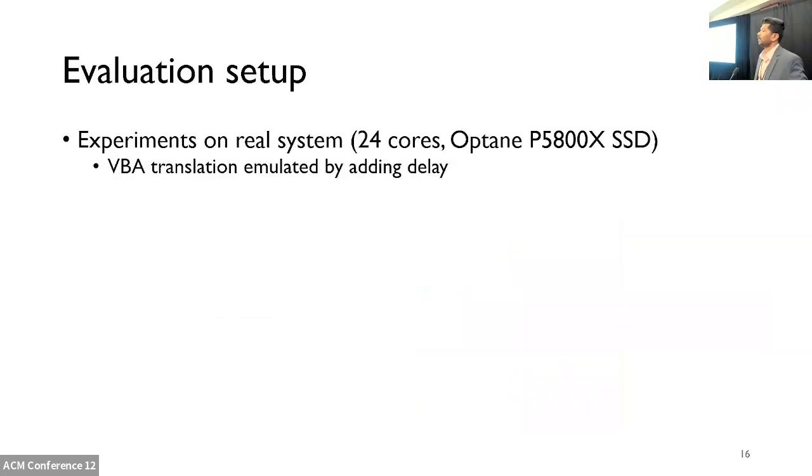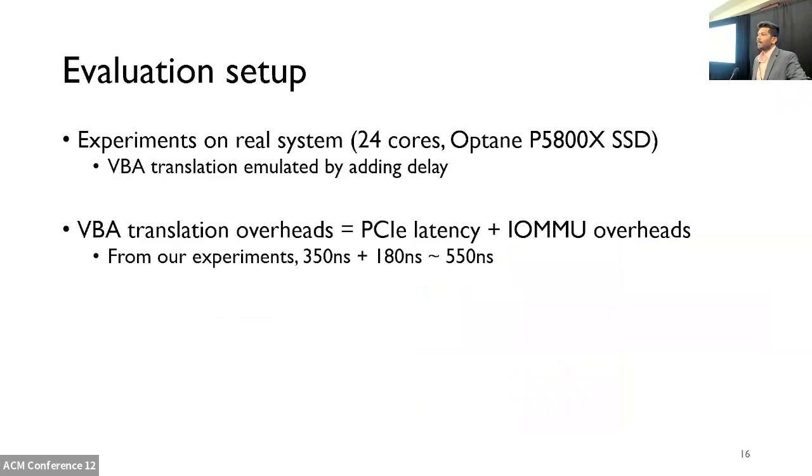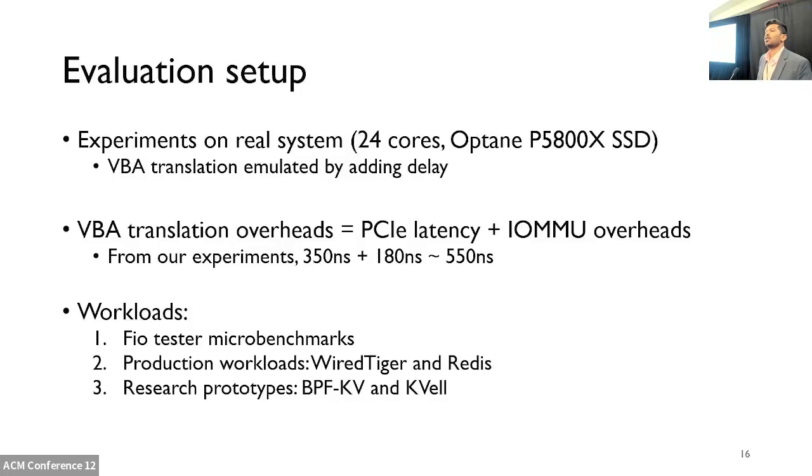So we ran experiments on a real system with an Optane SSD, but unfortunately, we can't make changes to the IOMMU, so we had to emulate that. To do that, we ran some experiments. We measured the PCIe latency between the SSD and the host or the IOMMU, and also captured the page table walk latencies of the IOMMU. We saw that this could be anywhere upwards of 550 nanoseconds. We modeled that in our system as delays. We use 3 classes of workloads: micro benchmarks, some real-world workloads, and also some research prototypes from past works. But in this talk, I'll mostly look at some micro benchmarks and WiredTiger.